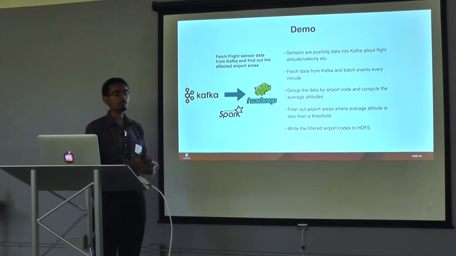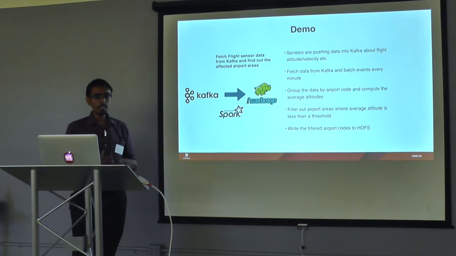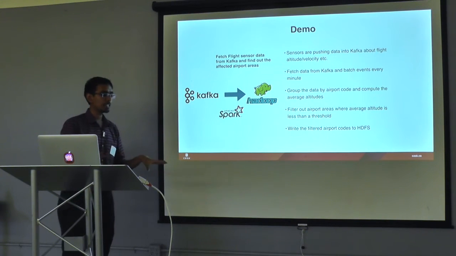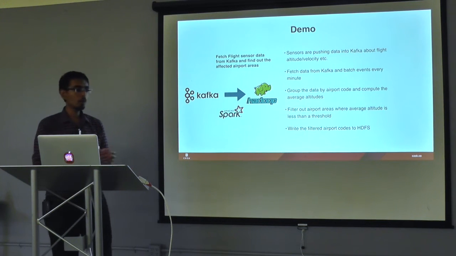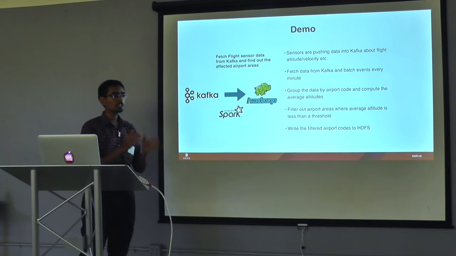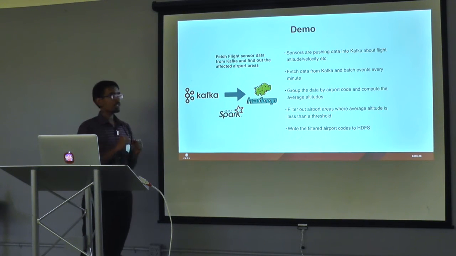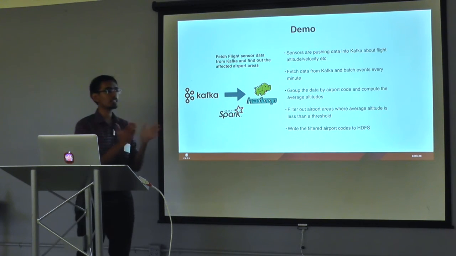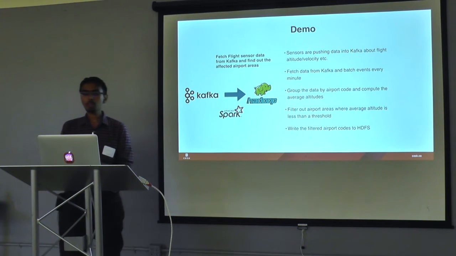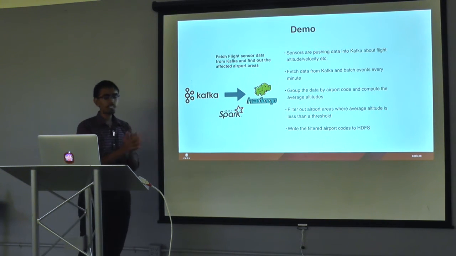And so for this demo, we are assuming that the sensors are pushing data into Kafka, and we'll just look into how the sensor data looks. So all these sensors which are in the field are pushing this data into Kafka, and then we're just subscribing to this Kafka on a particular topic. And we will just do micro-batching here. That's how Spark streaming works. It micro-batches these events which are coming in real time. So we will micro-batch it and process this data every minute.